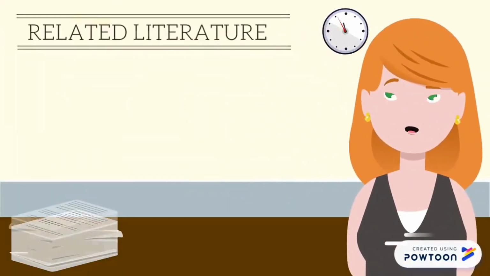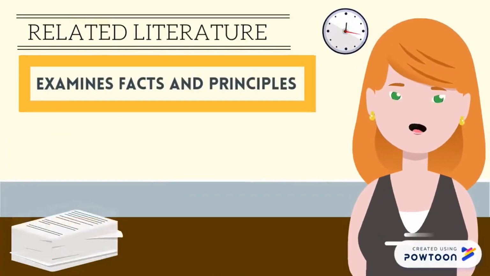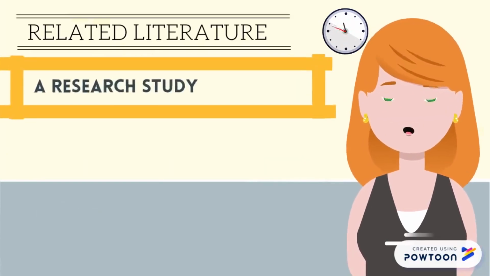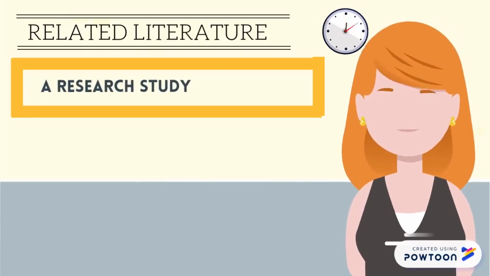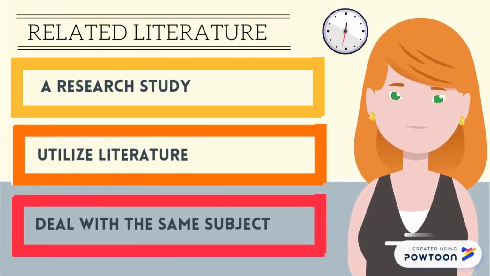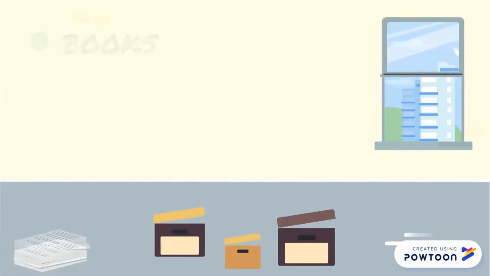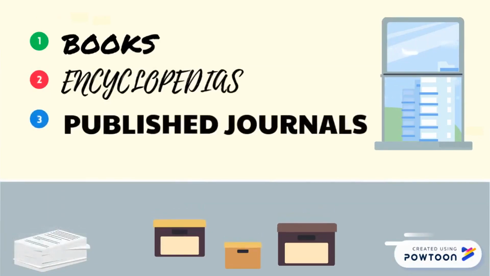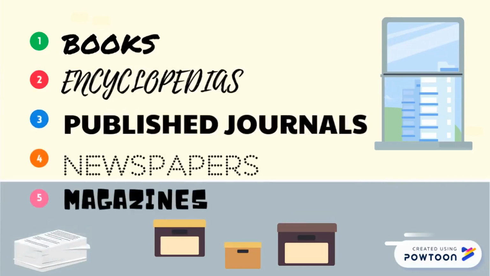Related literature examines facts and principles from the resources that are related to the present study. A research study on the learning curves of high school students would utilize literatures that deal with the same subject. These resource materials include books, encyclopedias, published journals, newspapers, and magazines.